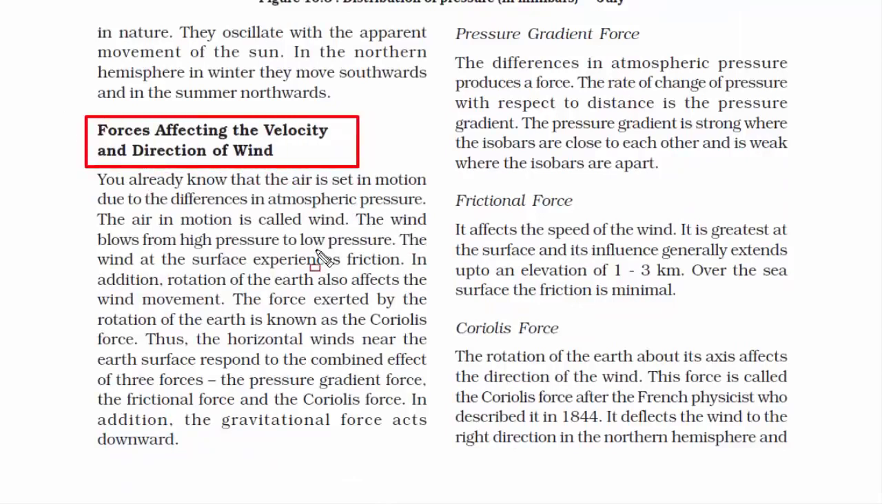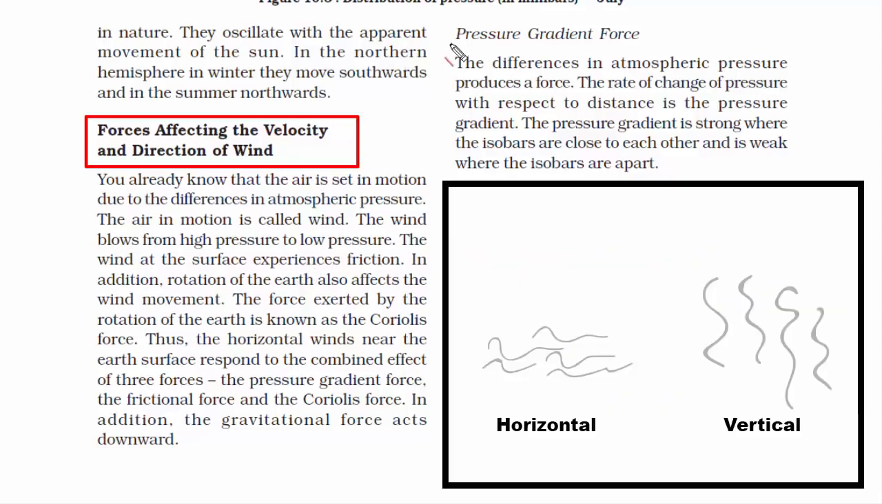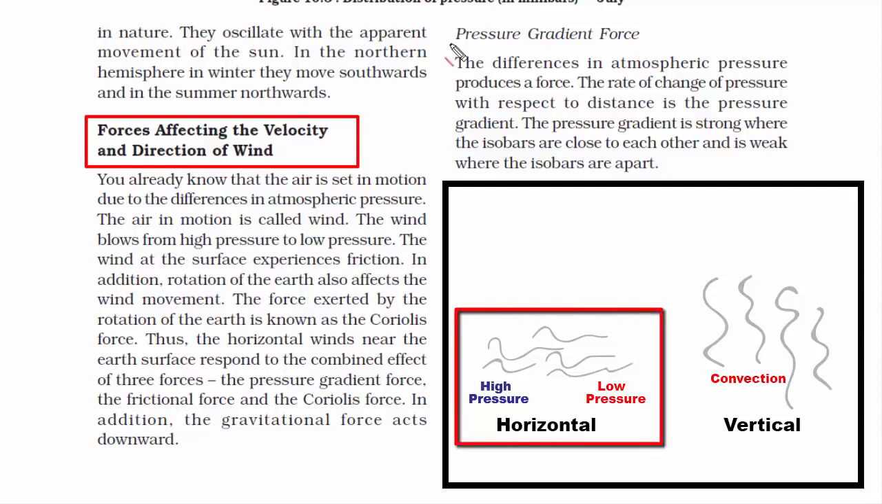Forces affecting the velocity and direction of wind. We all know that air moves in two directions, that is vertical and horizontal. The vertical movement is due to warming of air, which is called convection, and the horizontal movement is due to the differences of atmospheric pressure. Now let's quickly summarize the forces that are responsible for the horizontal movement of wind.